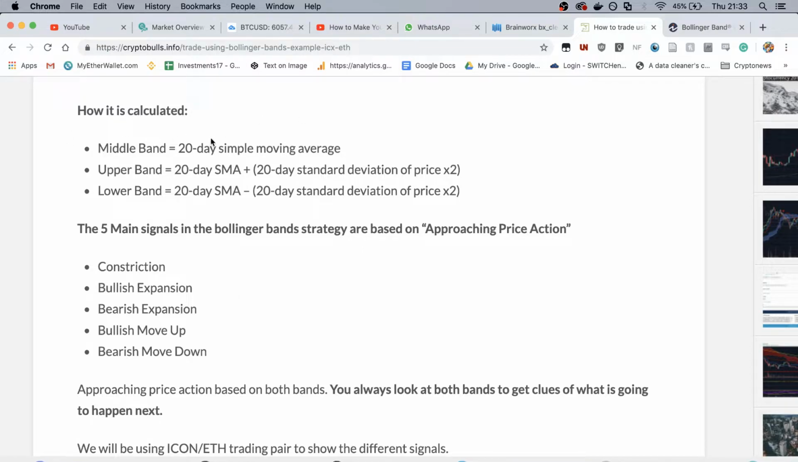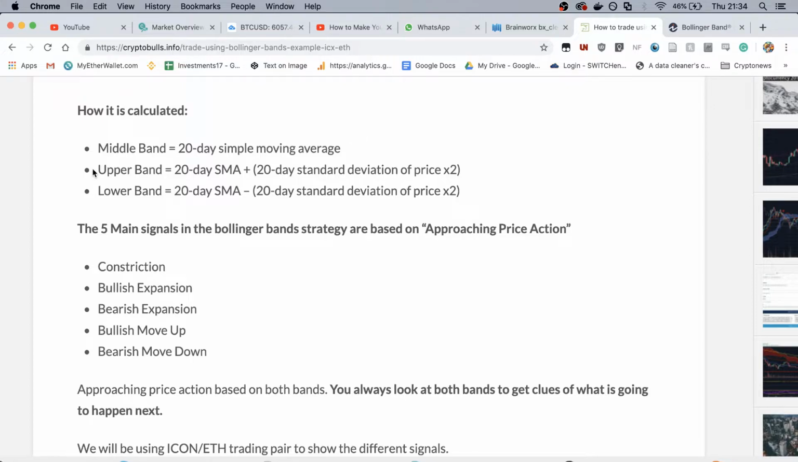First of all, how it is calculated. We've got the middle band, which is the 20-day simple moving average. Basically, this means that you take the average of the last 20 candles and you calculate that for each point. So you would calculate based on the time period that you're using. You could use it on a 5-minute, 10-minute, or 1-hour time period, and you will look at the last 20 candles and calculate the average.